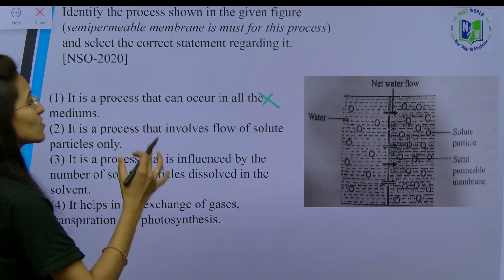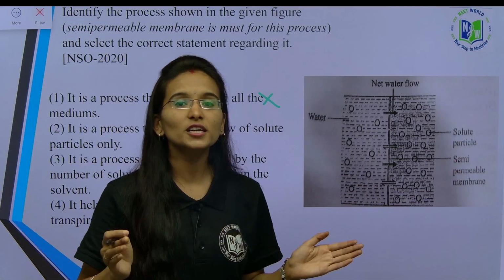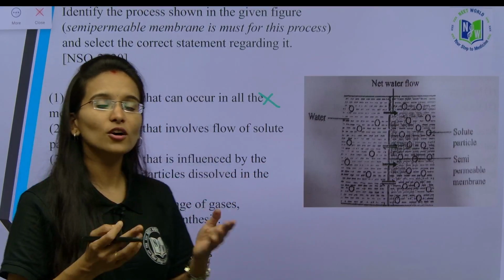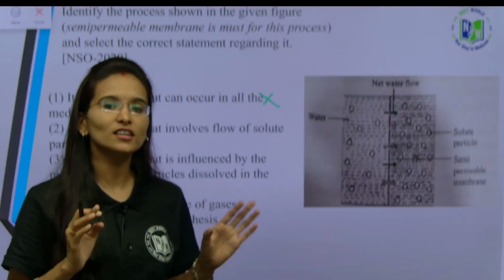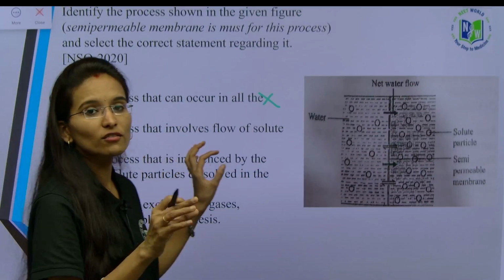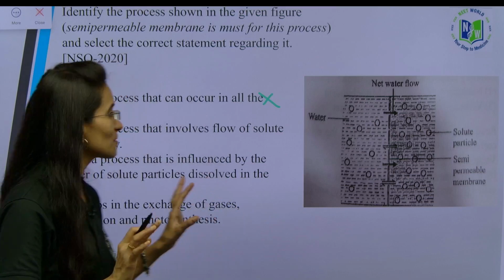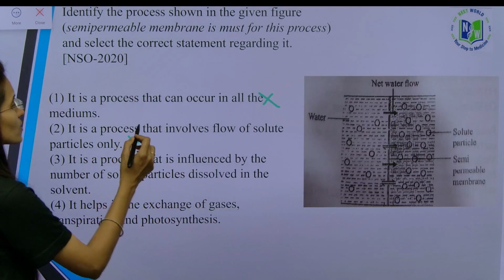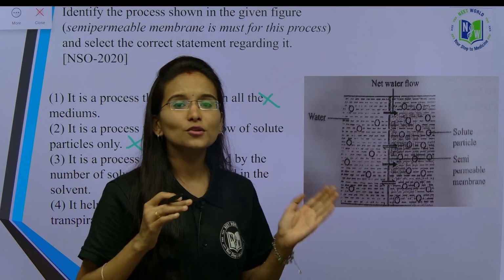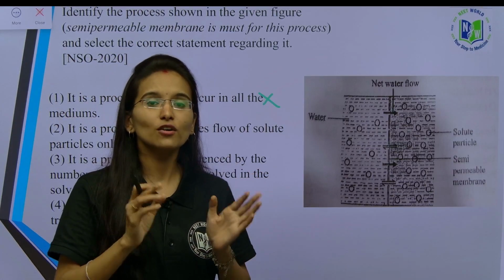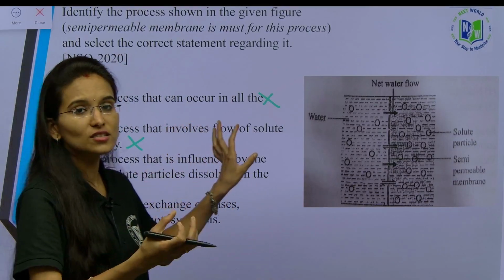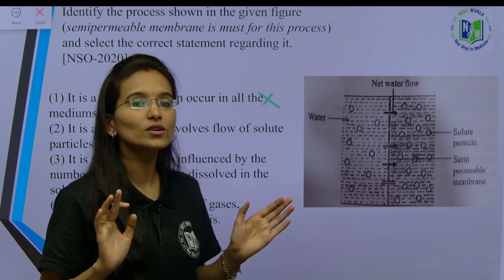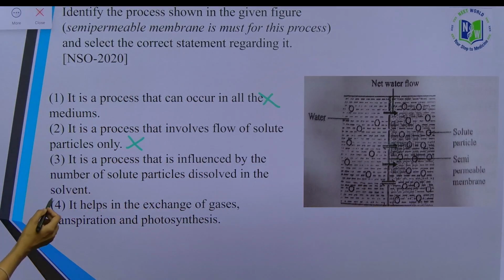So which option is right for these students? Which process occurs in all the mediums? Diffusion. Diffusion takes place in solid, liquid and gaseous media, and different types of molecules are involved in diffusion, but only solvent molecules are involved in osmosis. Next, it is a process that involves flow of solute particles only. This is also a wrong statement. There is no process related to the transportation of only solute molecules. We have studied solutes and solvents, but no process involves the transportation of only solutes. So this is wrong. Now let's look at option 4.